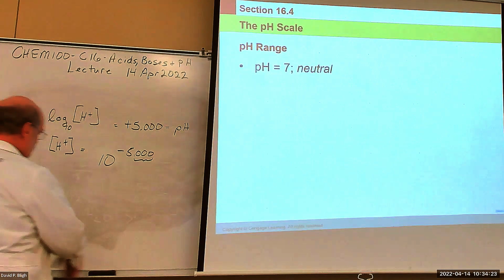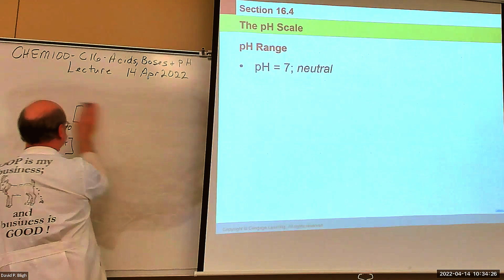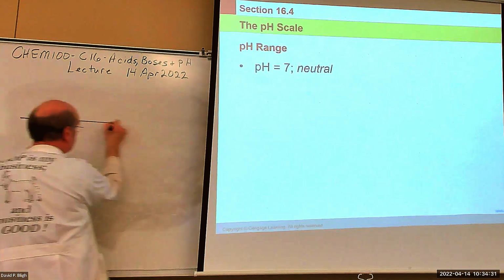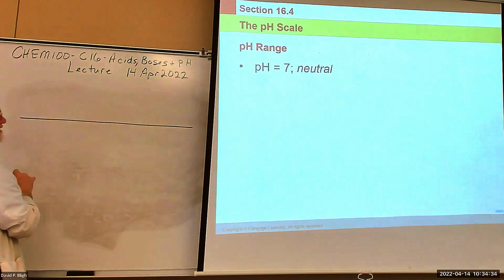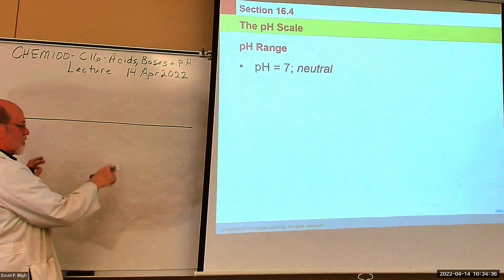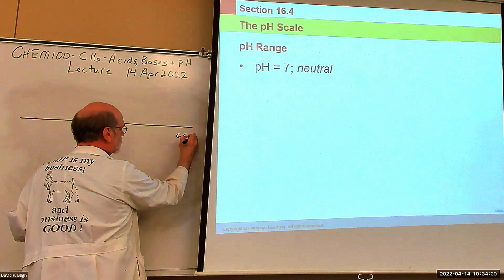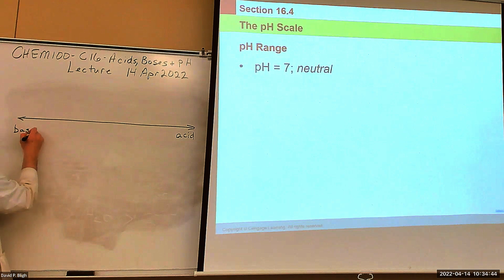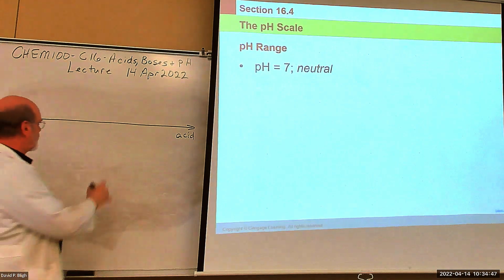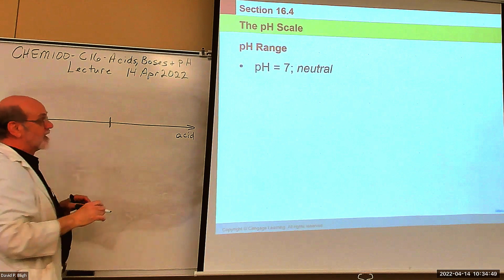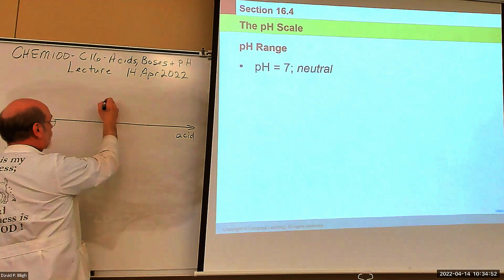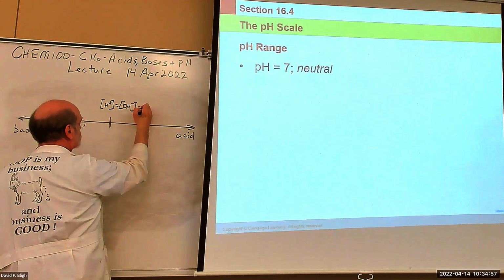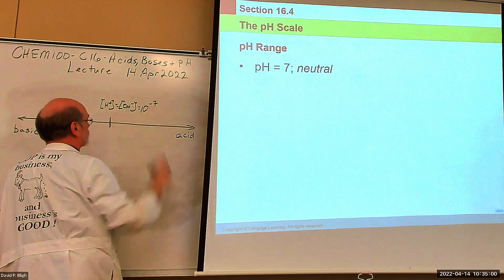Okay. Let's talk about pH range. On a scale, okay, and we're going to say we get more acid as we go this direction. And we get more basic as we go this direction. So where's neutral? Neutral's right here. Right? And at neutral, we know that the hydrogen ion concentration is equal to the hydroxyl ion concentration is equal to 10 to the minus 7.